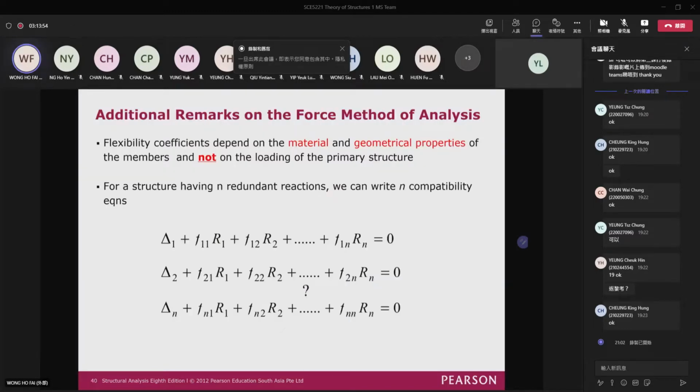But for this method in general, you can solve for any number of redundancy. If you have n number of redundancy, then you have n simultaneous equations to solve. But this method is not very useful when the number of degrees of indeterminacy is too high. Okay. We will introduce you to some other methods later when you have very high indeterminacy.